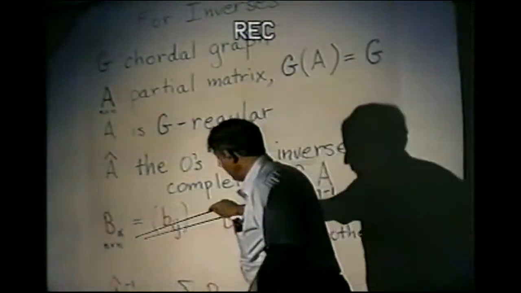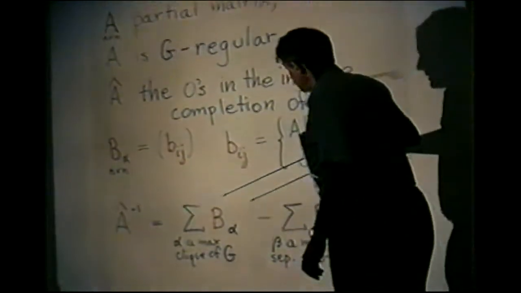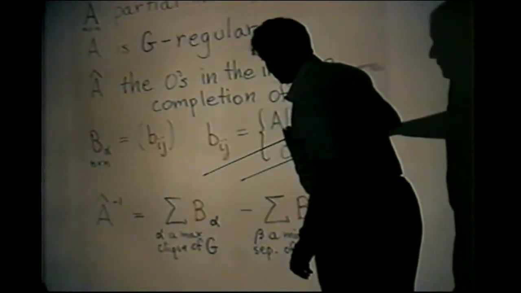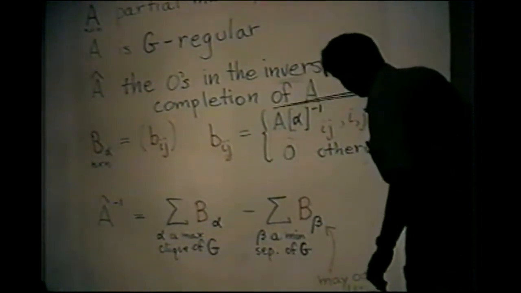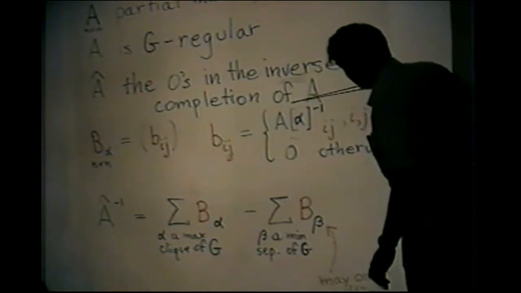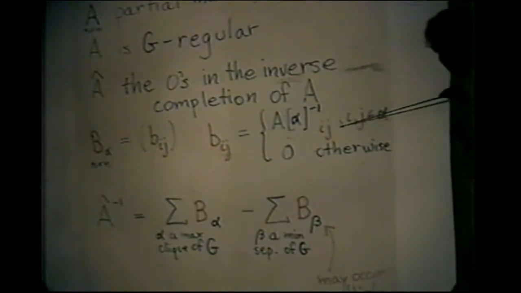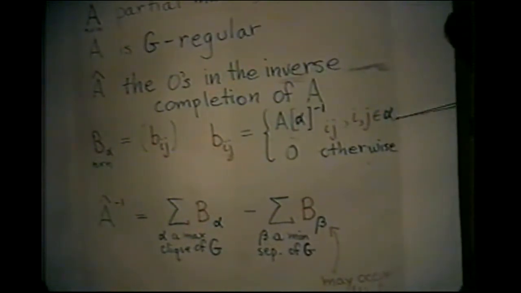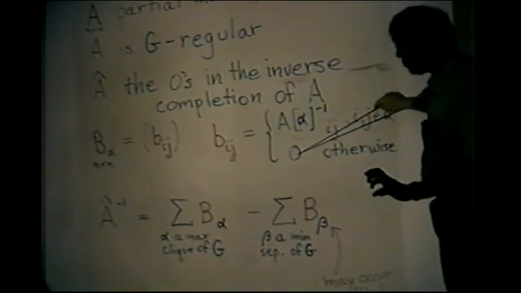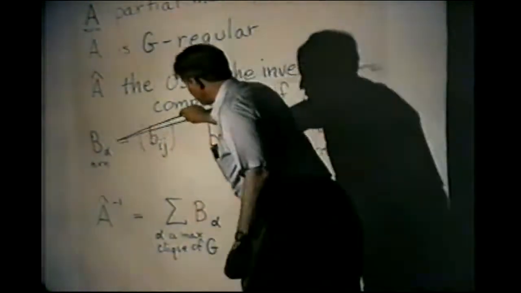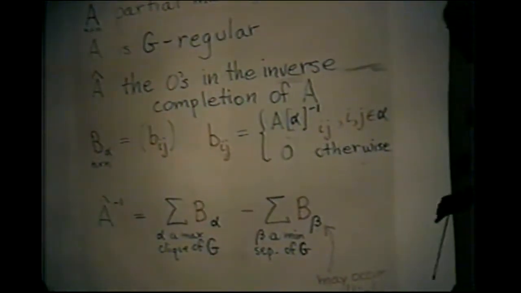To do that, I need a little bit of notation. I'll let B sub alpha be the following. It's simply the matrix I get by taking the inverse of the alpha submatrix of A and putting that inverse in the alpha positions of the new matrix and then surrounding it with zeros. I'll have an example in a moment. So B sub alpha just means a certain inverse bordered by a bunch of zeros in the right way.